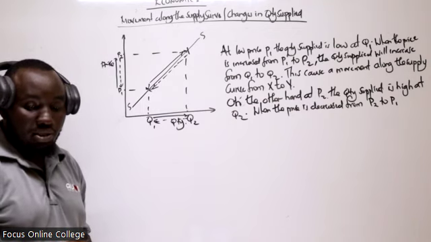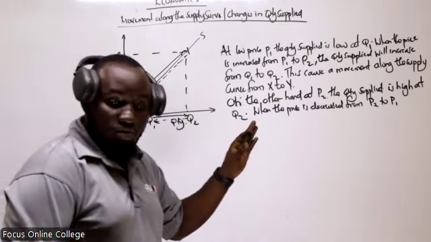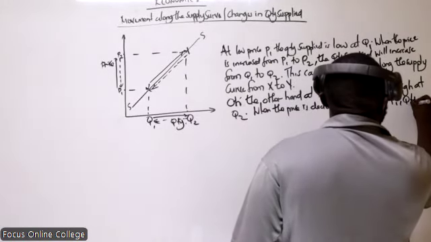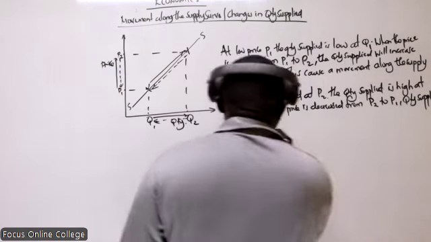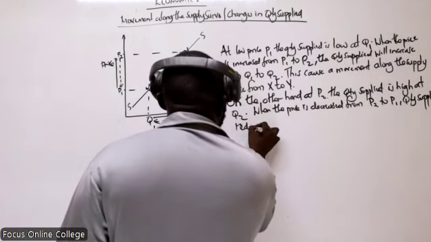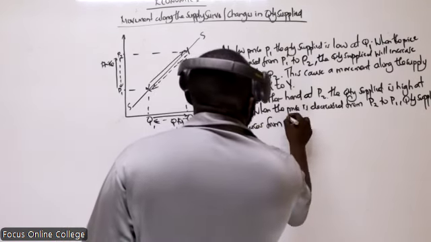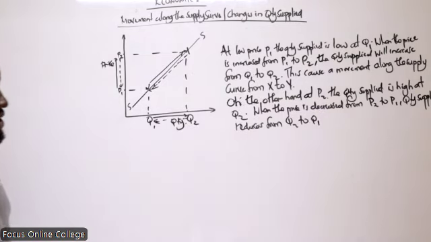So what happens? The quantity supplied is going to be reduced. When the price is increased from P2 to P1, the quantity supplied reduces from Q2 to Q1.